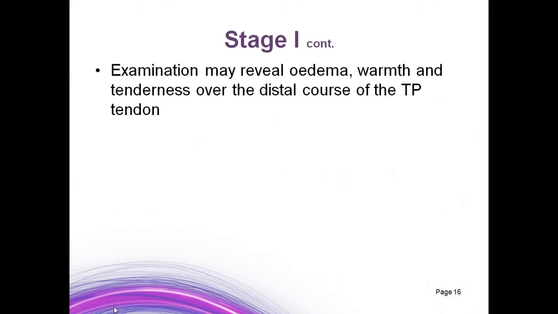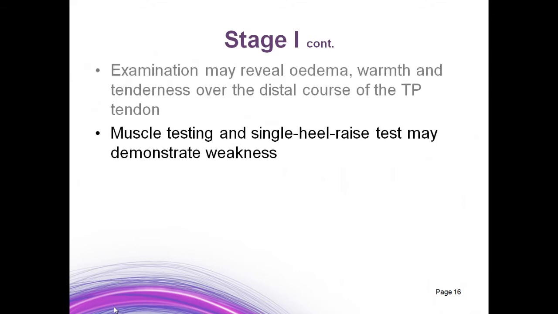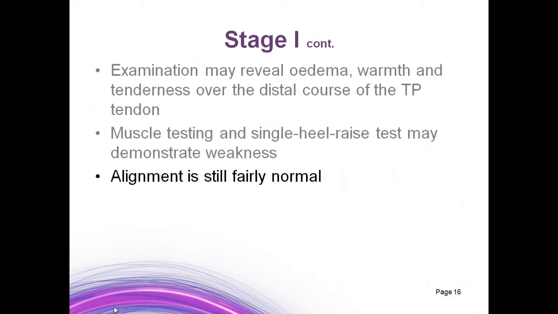Clinically, what you would typically observe is some oedema and warmth and tenderness over the tendon, particularly over its distal course. If you were to get your client to perform some functional tests, such as muscle testing, or more importantly single heel raise tests, they may demonstrate weakness and experience some pain. In stage 1, their foot alignment is typically quite normal and the foot hasn't flattened at this point. It's unlikely to have changed.